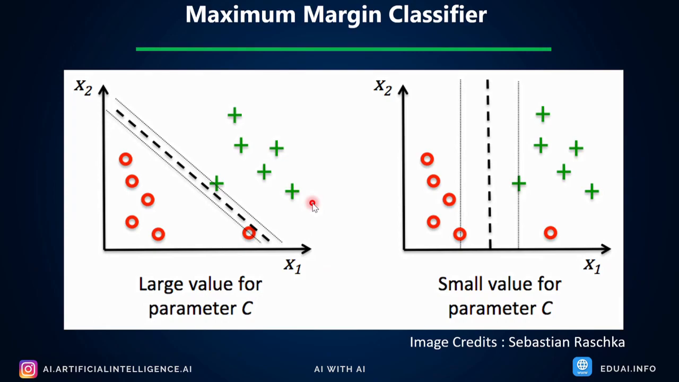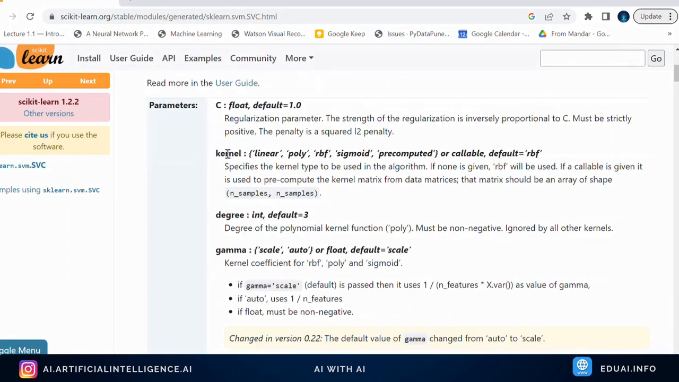Let's go back to scikit-learn and understand different parameters. Now the second most important parameter here is the kernel. Kernel parameter is really important. Kernel defines what type of support vector machine you are going to use. Is it linear, polynomial, RBF, sigmoid, precomputed, and so on? What type of kernel do you want to use?